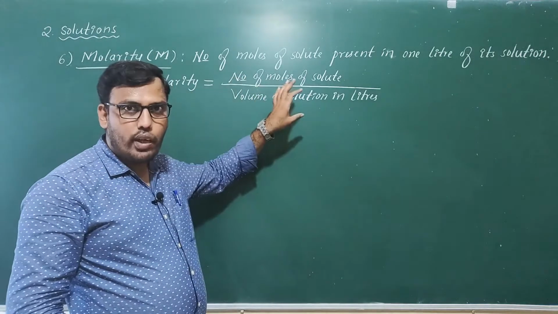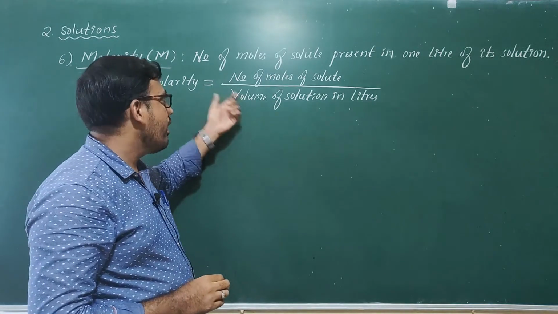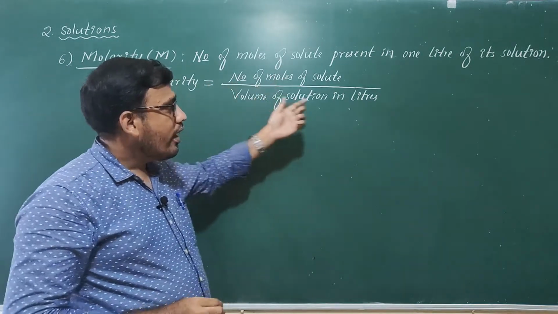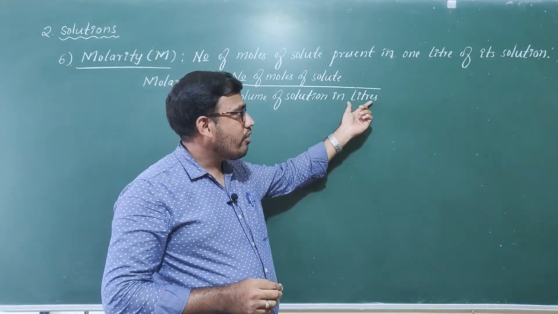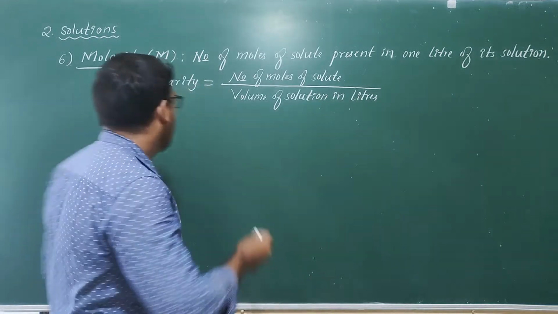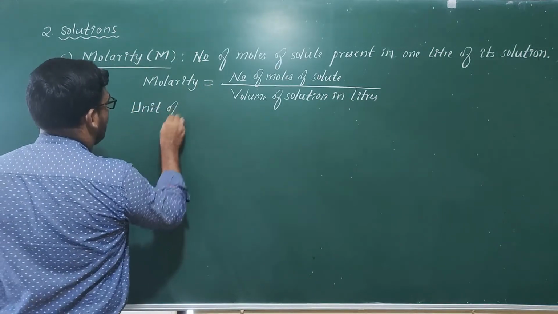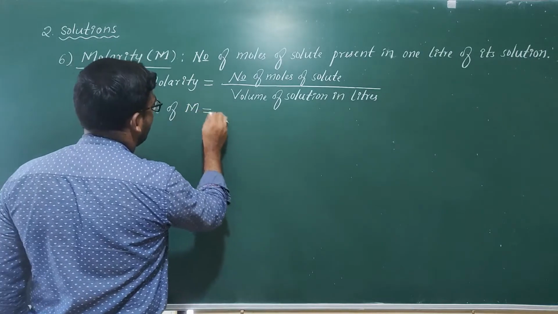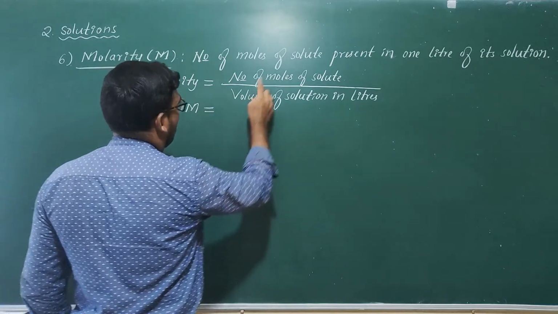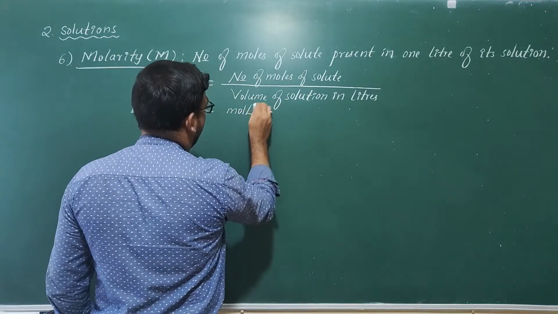According to this formula, the unit of molarity is very simple. What is the SI unit present in the numerator? It is mole. And in the denominator, what is the unit we will be having? It is liter. So mole per liter. So the unit of molarity we can express as mole per liter.